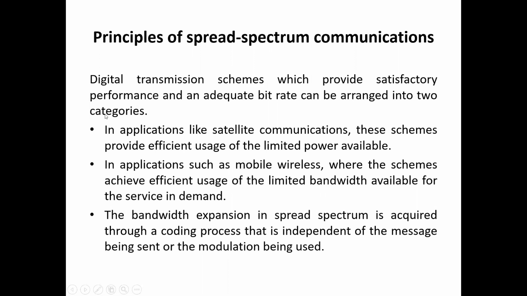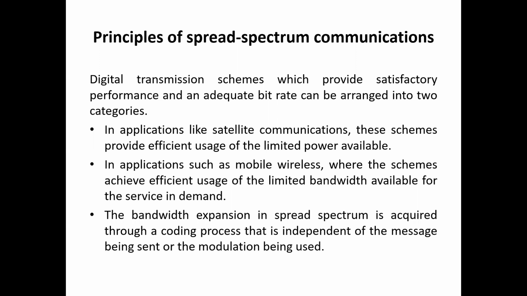Digital transmission schemes which provide satisfactory performance and adequate bitrate can be arranged into 2 categories. In applications like satellite communication, these schemes provide efficient usage of the limited power available. We said that we are going to spread the signal over a wider bandwidth, but on the other hand, the magnitude of the signal will be decreased, so the required power will again be decreased. In applications such as mobile wireless, the schemes achieve efficient usage of the limited bandwidth available for the service in demand. Of course, again, we may use CDMA to efficiently utilize the available bandwidth for communication.